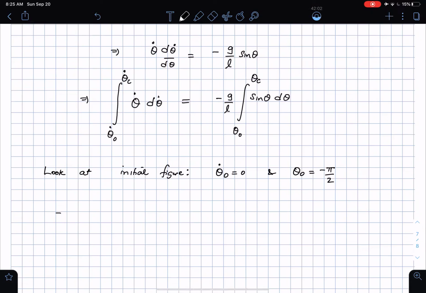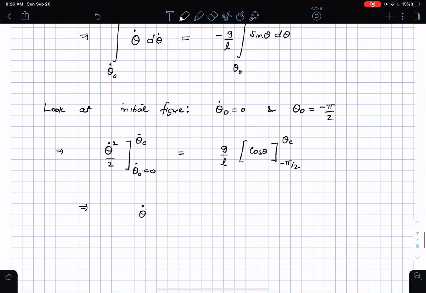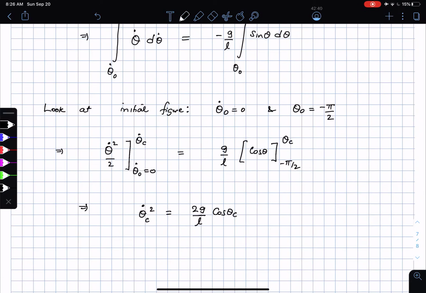If I do the integration, this is going to be theta dot squared by 2, from the initial limit of theta dot naught equal to 0 to theta dot c, and this is going to be g by L. The integral of sine theta is minus cos theta, so this is cosine theta from minus pi by 2 to theta c. If I do the cleanup of all of these things, I end up getting the following. Theta dot squared c is equal to 2g by L times cosine theta c. This is really nice. We are almost done.